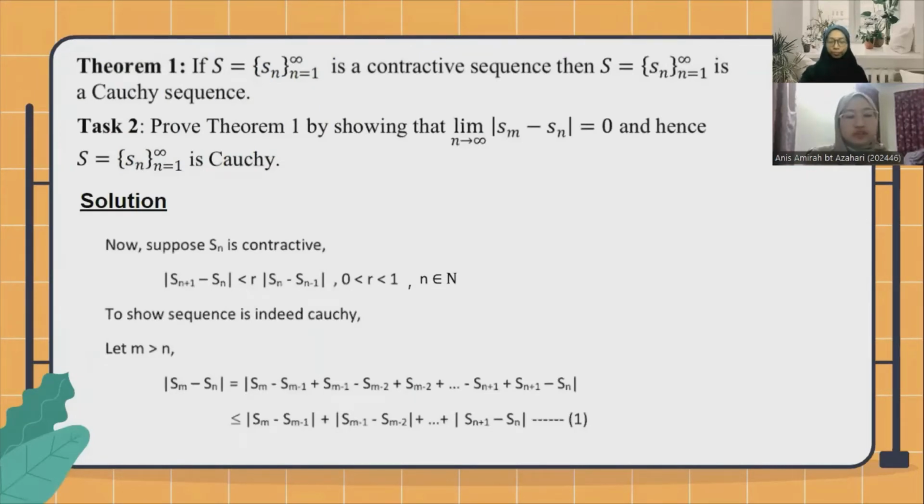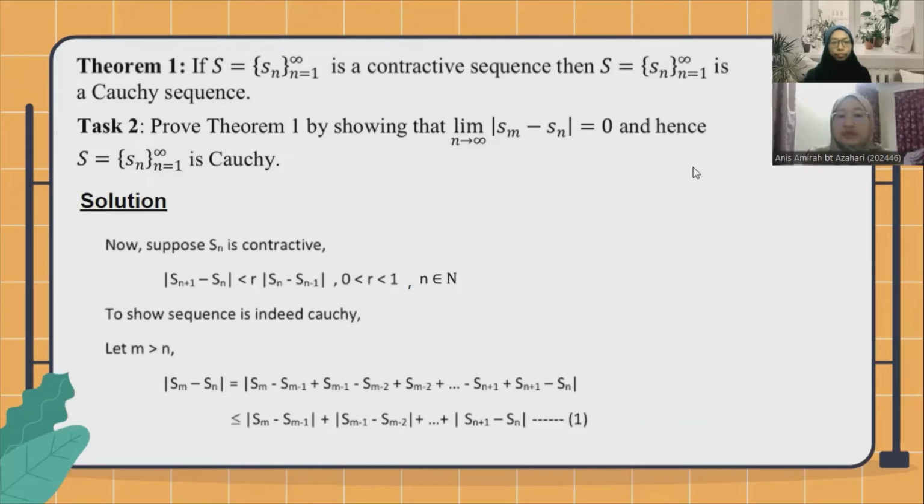Okay, so the question is to prove Theorem 1, which is: if S = (S_n), n from 1 to infinity, is a contractive sequence, then S is a Cauchy sequence, by showing that the limit as n goes to infinity of |S_m - S_n| equals 0, and hence S is a Cauchy sequence. So for the solution, now suppose S_n is contractive. So |S_{n+1} - S_n| is less than R |S_n - S_{n-1}|, where R is between 0 and 1 and n is a natural number.